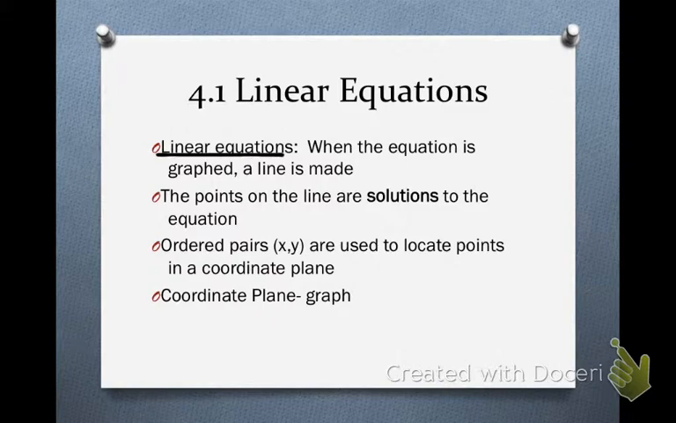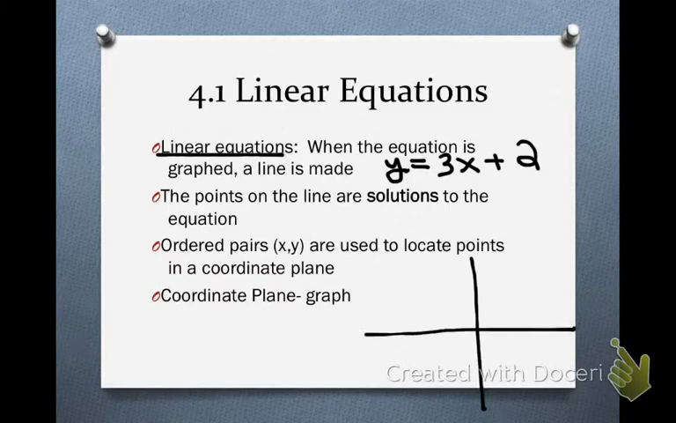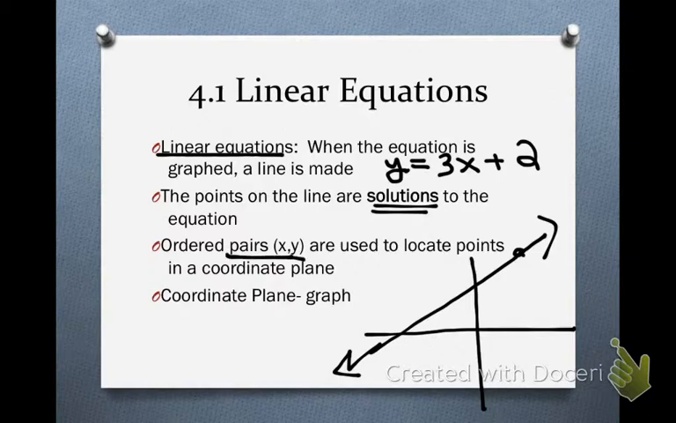So what is a linear equation? When the equation is graphed, a straight line is made. So for example, y equals 3x plus 2 is a linear equation. If I graph it in a coordinate plane, I will get a straight line. The points along this line are solutions to the equation, and we write those as ordered pairs x and y.